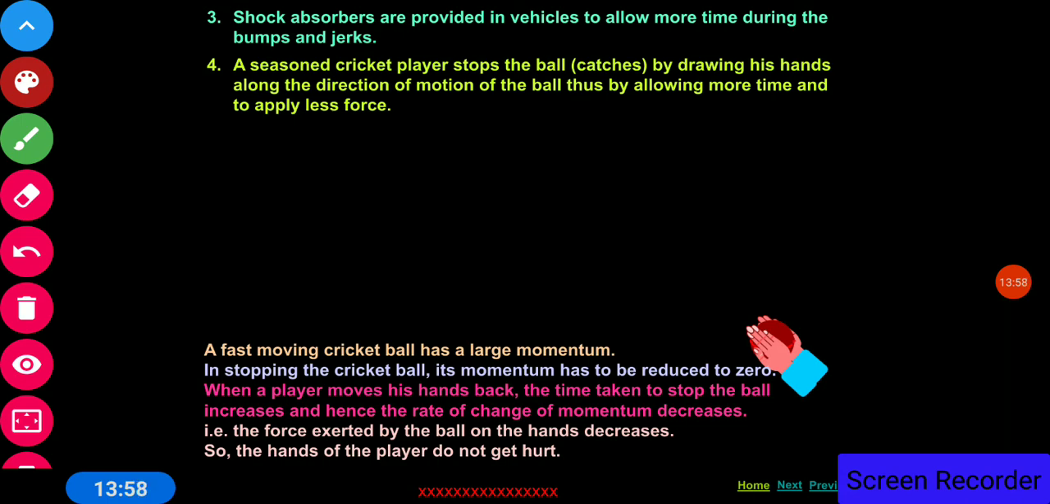In stopping the cricket ball, its momentum has to be reduced to zero. When a player moves his hands back, the time taken to stop the ball increases and hence the rate of change of momentum decreases. That is, the force exerted by the ball on the hand decreases, so the hands of the player do not get hurt.